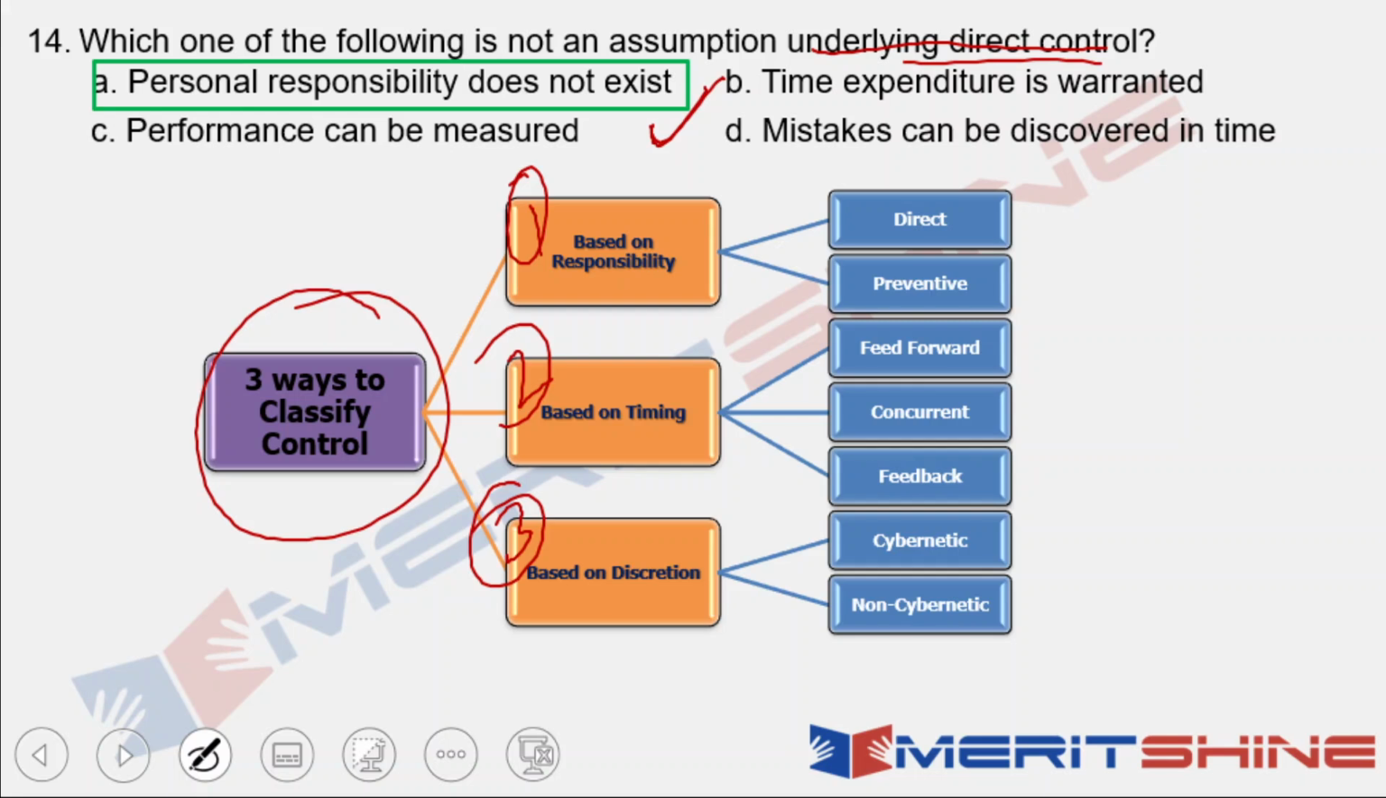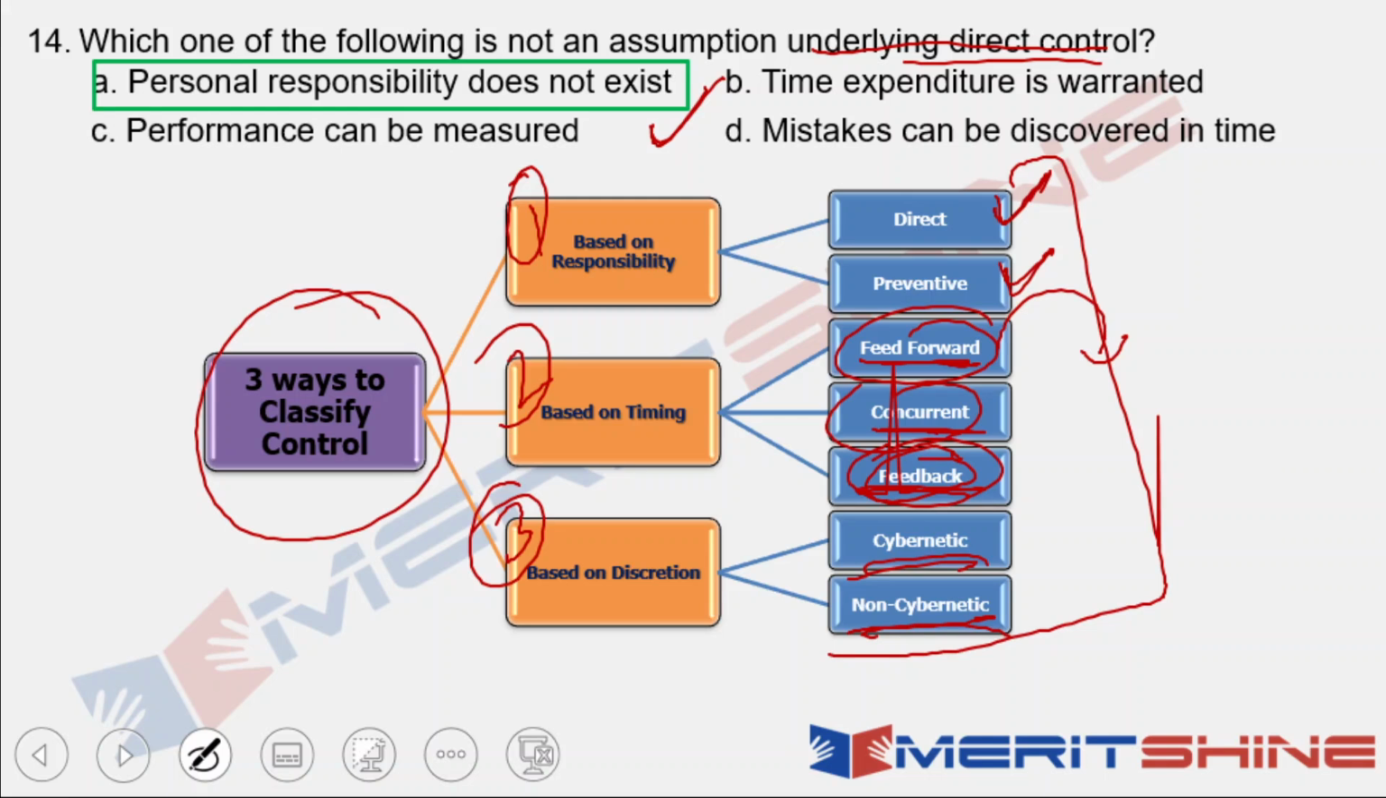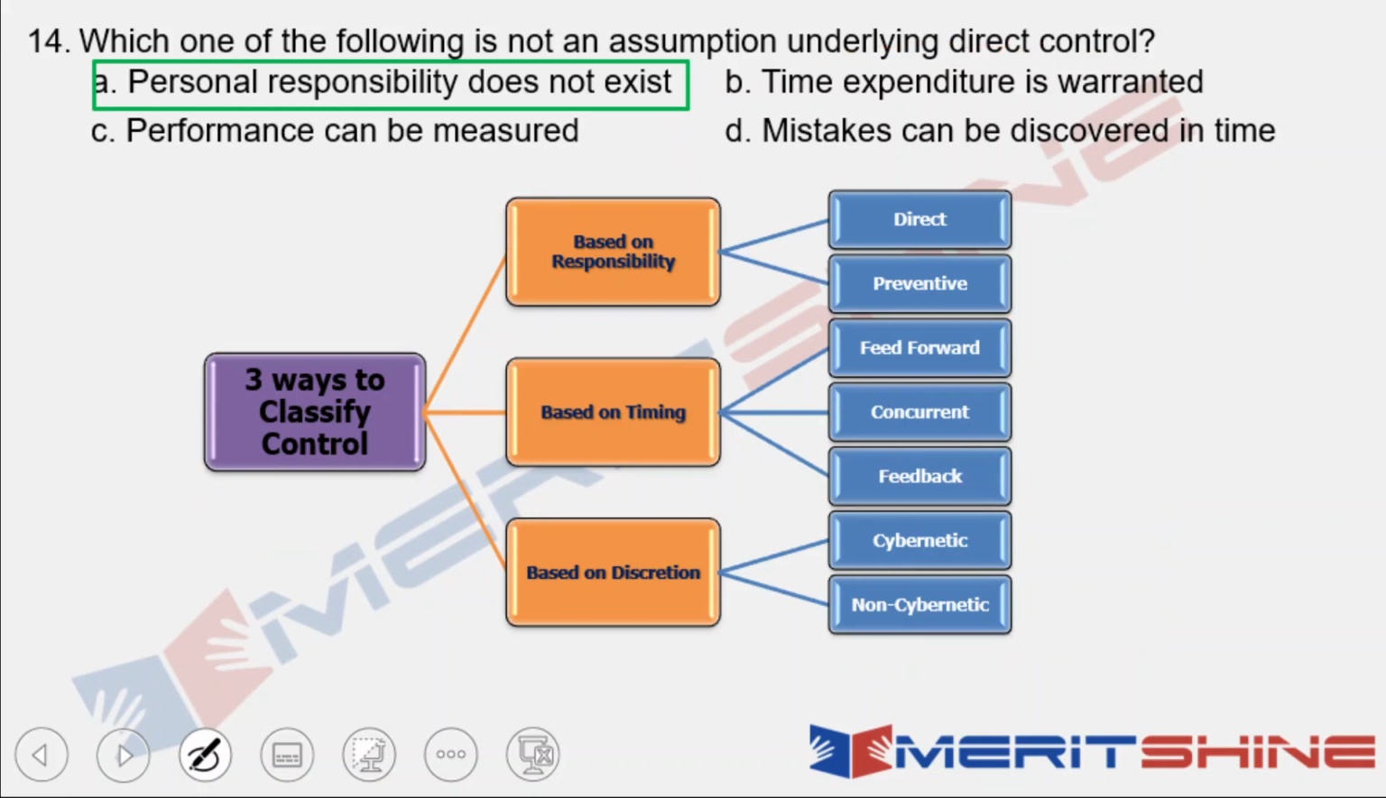Based on responsibility, there are 2: direct and preventive. Then based on timing, feed forward, concurrent, and feedback. Feed forward is the instructions beforehand, concurrent is as the job is going on, and feedback is after the job has ended. Then based on discretion, cybernetic and non-cybernetic. Okay, so these are the 7 control ways.